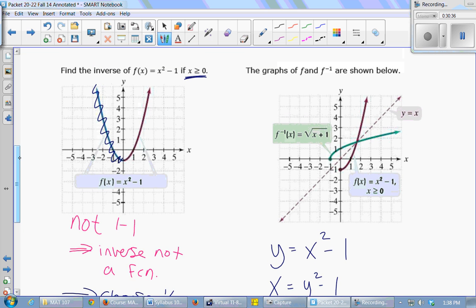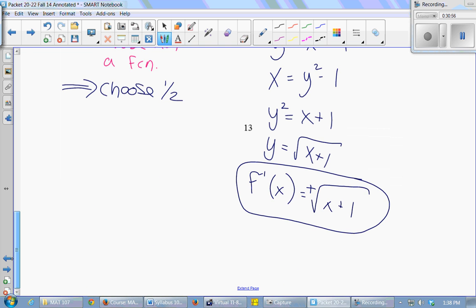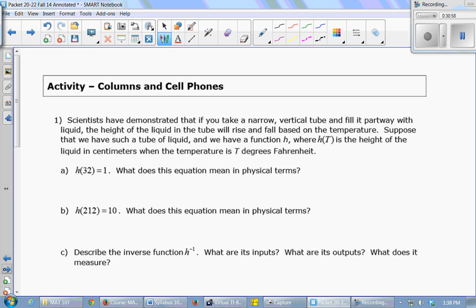So now when I graph the square root of x plus 1, it's this guy in green, and it is the reflection of x squared minus 1 graphed in red there, with its domain restricted. All right. Everything you need to know about inverses in 30 minutes. Now I'm going to have you do some practice.